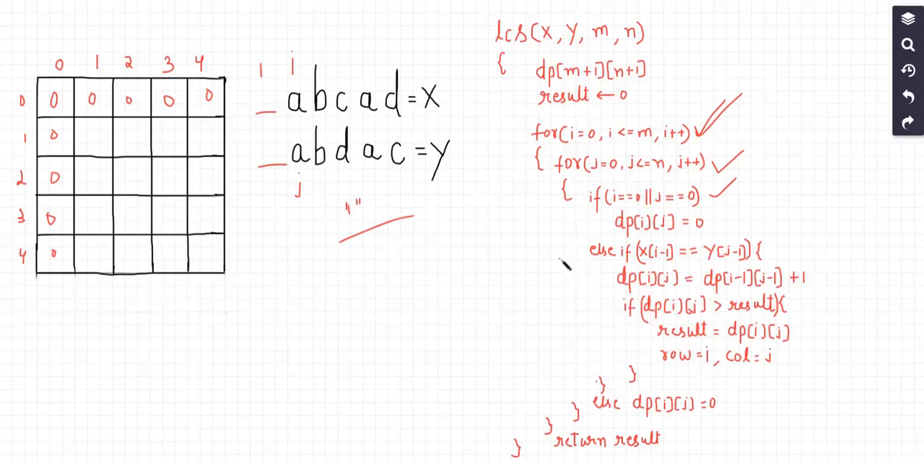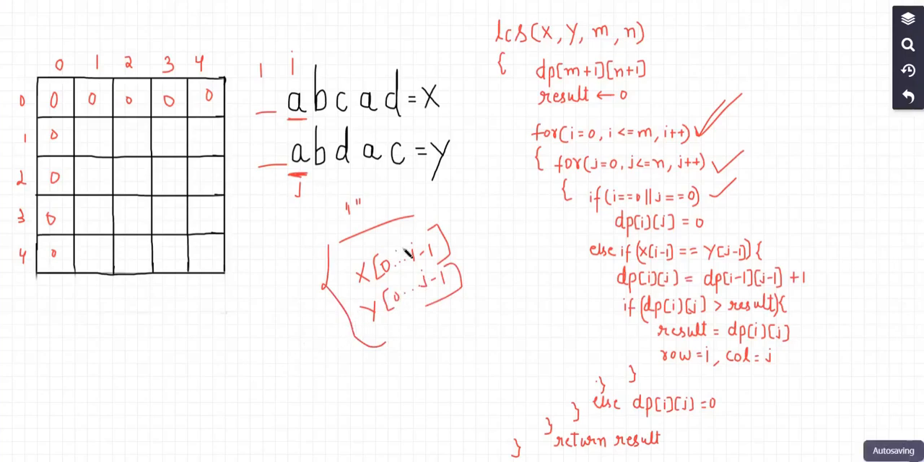Let's see the next case, which is if the ith character and jth character are matching. Let's see this example. If this character is matching, then we require the result of LCS for the substrings x0 to i minus 1 and y0 to j minus 1. If I know the results of LCS for these substrings, then I can find the LCS for the current position. Why is this true?